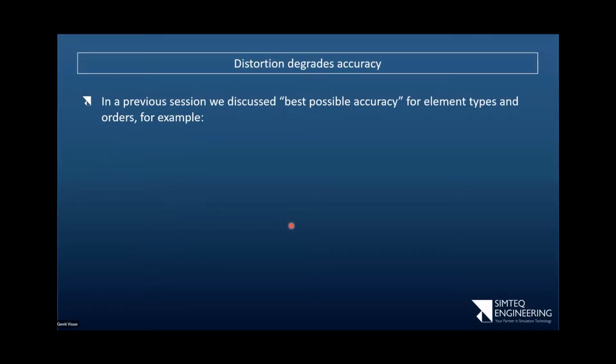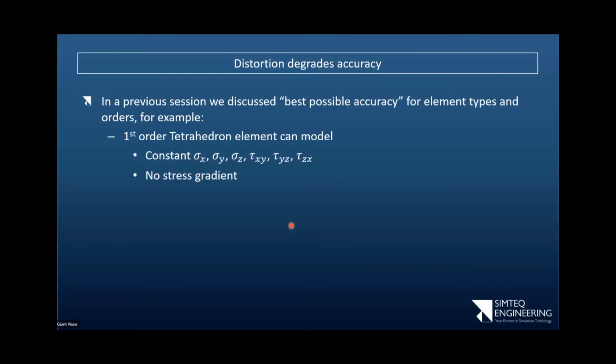Okay, so previously we already discussed what the best possible accuracy is for different element types. Where that comes from is the number of degrees of freedom. We need those to be able to move the element without generating a stress, but we also have only so many variables to calculate certain results with. As an example, the first order tetrahedron element, tet element for short, can only represent the constant stress in the x, y, and z direction, and the constant shear in each of the three directions as well. The element cannot model any stress gradients.